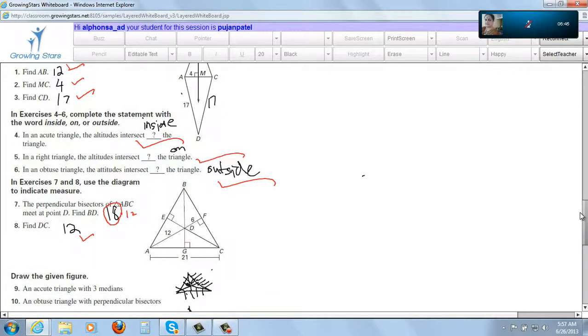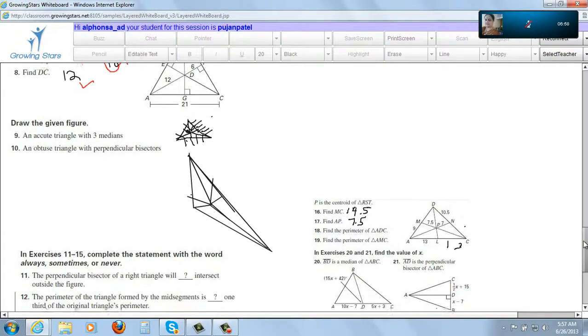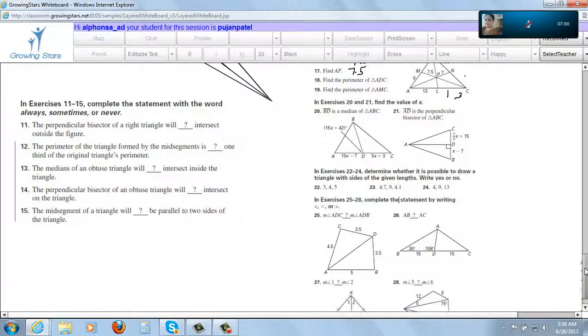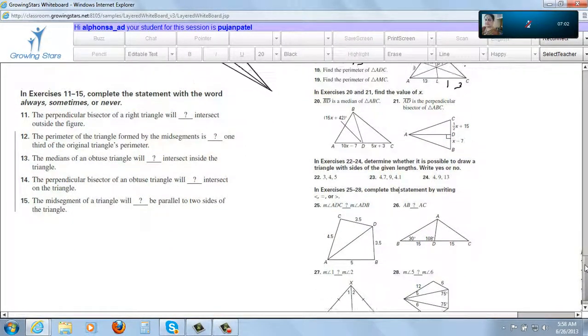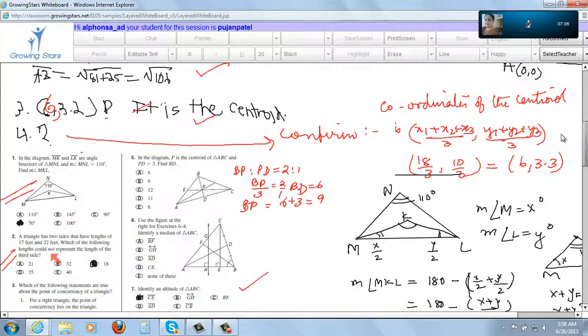Okay, next question. The next one also involves the triangle inequality. You're given two sides of the triangle, and you have to find which of the following lengths could not represent the length of the third side.